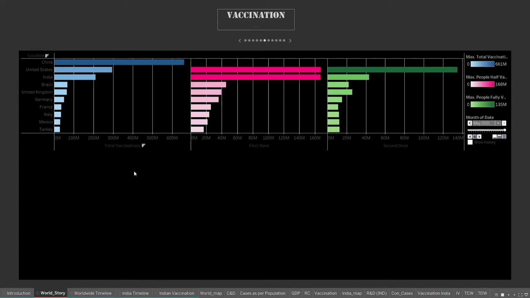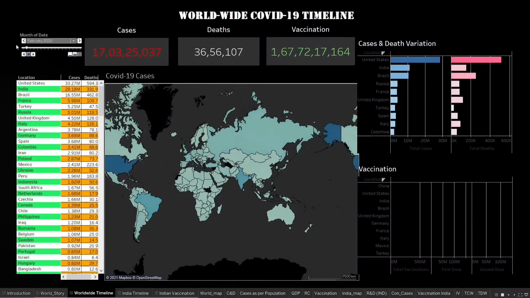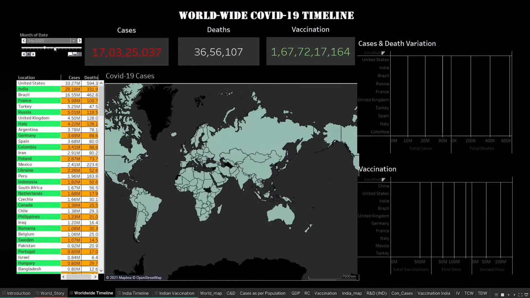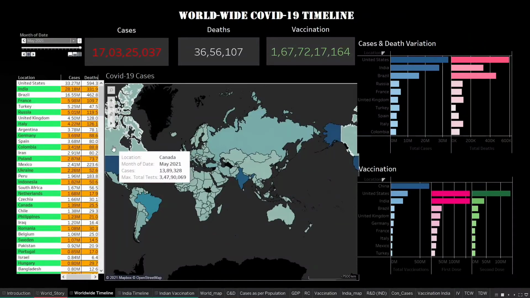Now, to combine all these features, I have created an interactive dashboard wherein I can visualize cumulative number of cases, deaths, and vaccinations being administered. With the help of the slider, we can choose the time range from Jan 2020 to May 2021. Moreover, we can hover over any sheet to simulate the data.